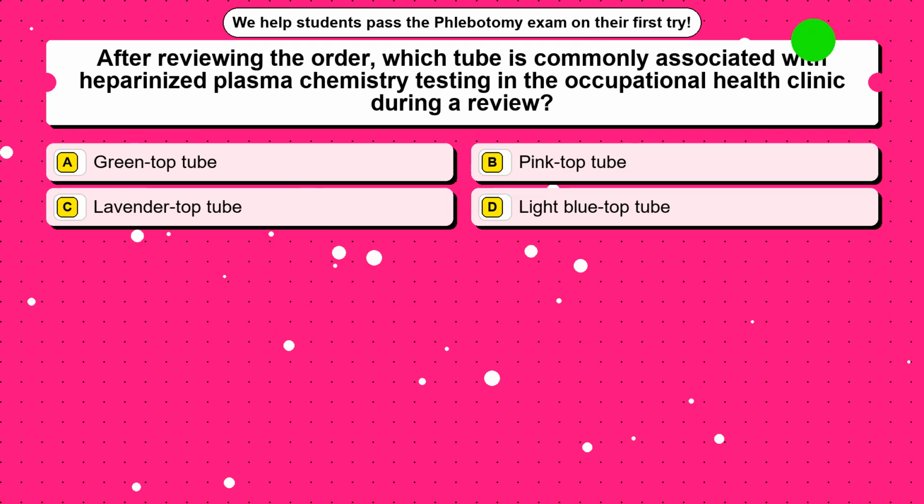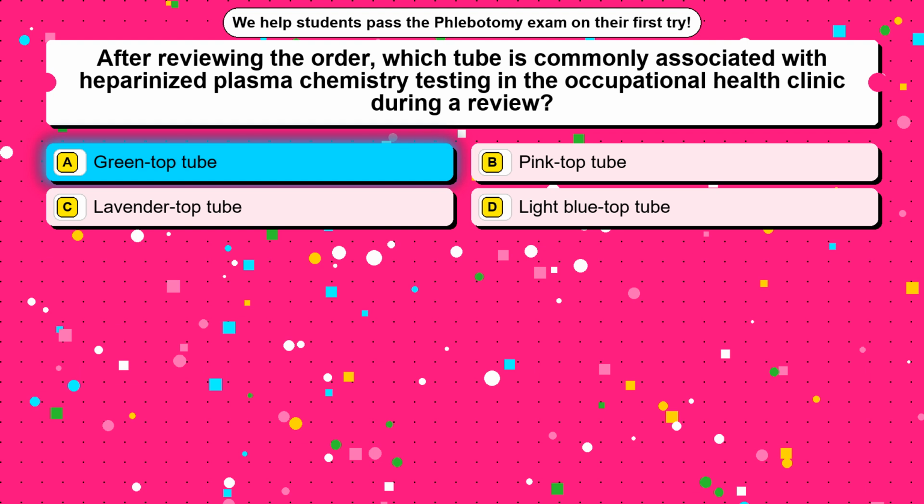Question 47. After reviewing the order, which tube is commonly associated with heparinized plasma chemistry testing in the occupational health clinic during a review? Option A, green top tube. Option B, pink top tube. Option C, lavender top tube. Option D, light blue top tube. The correct answer is option A, green top tube.